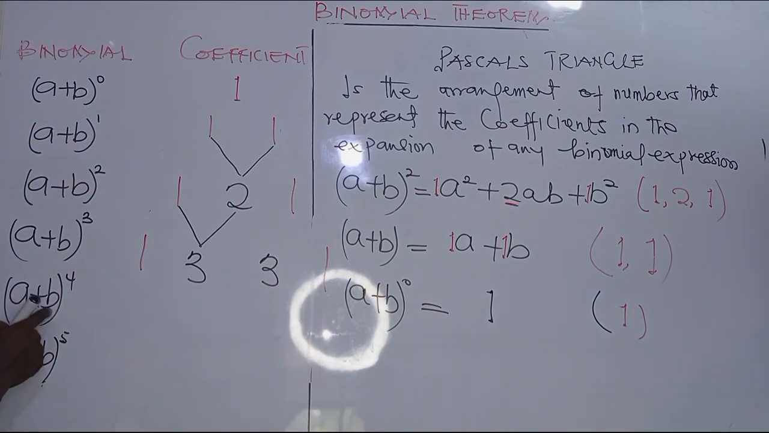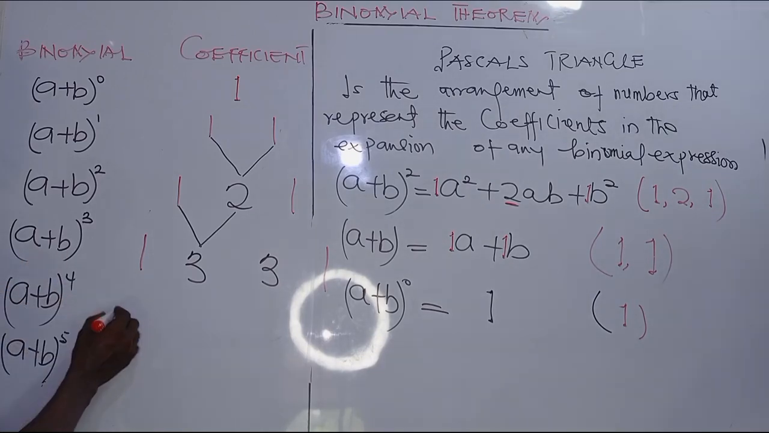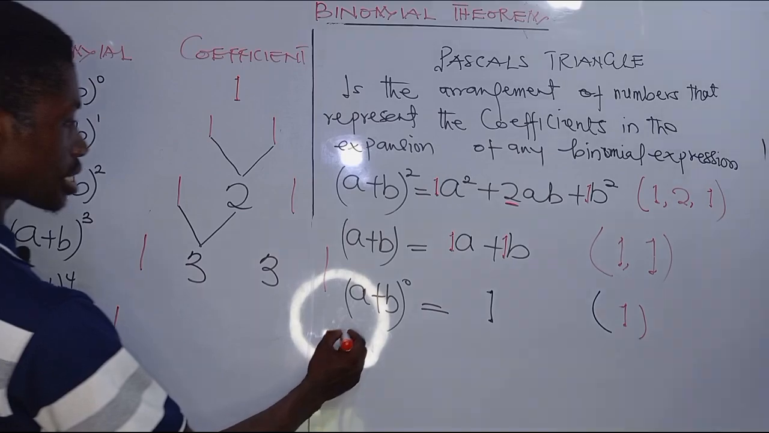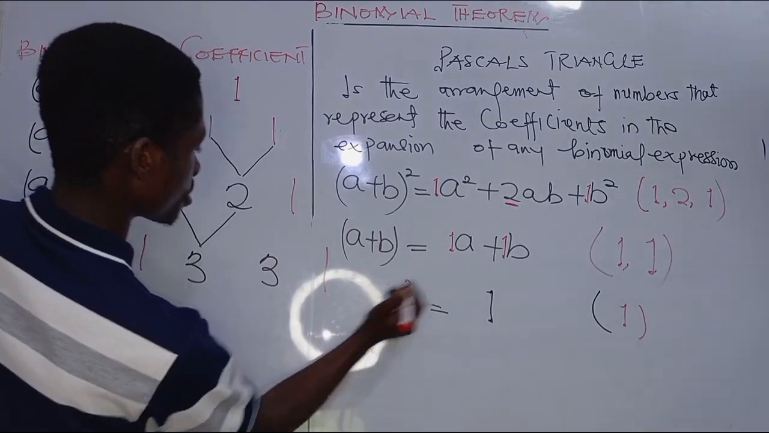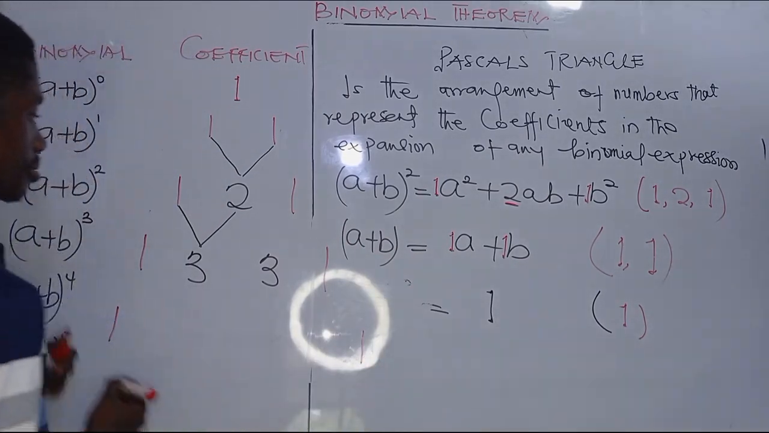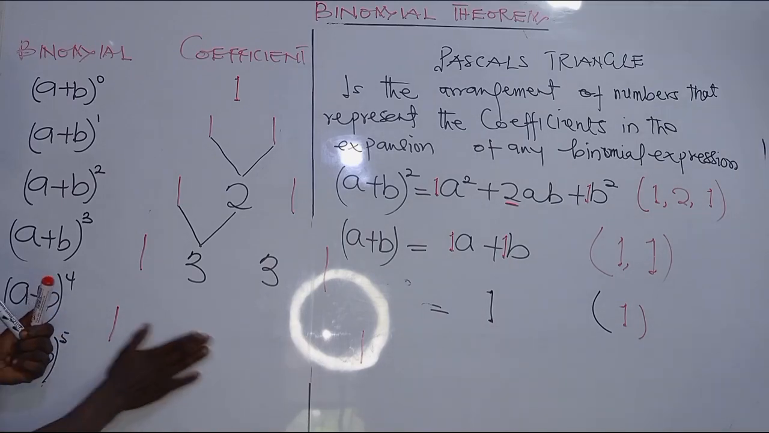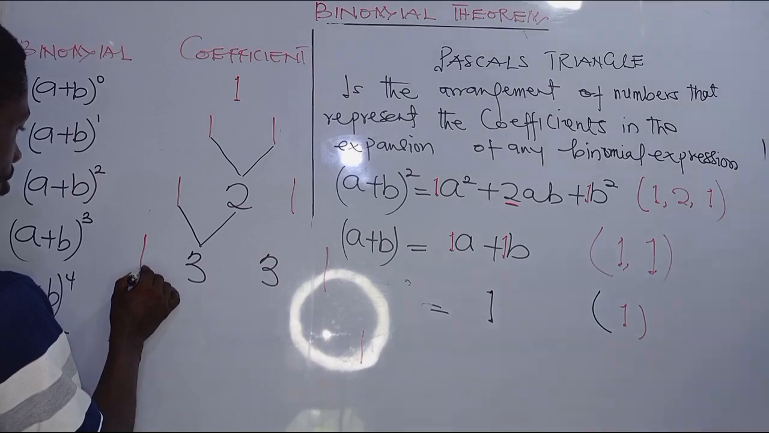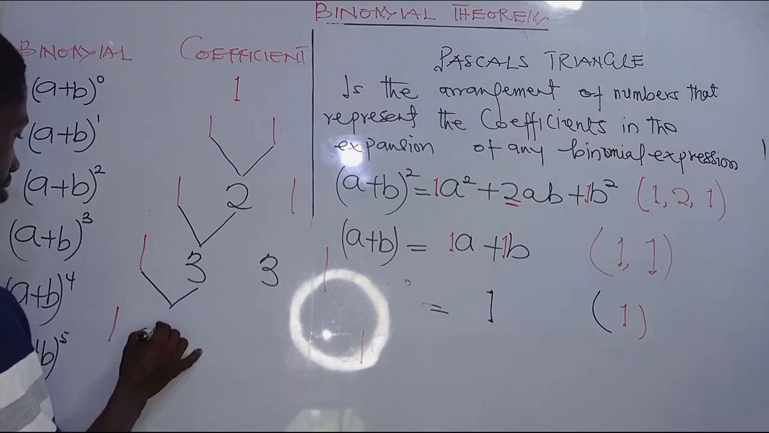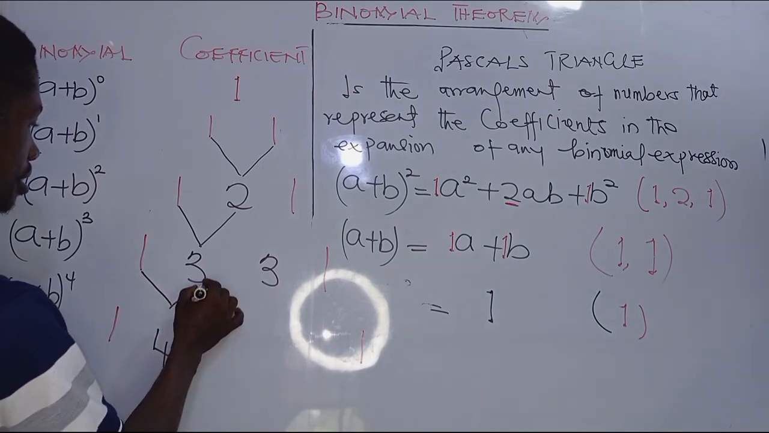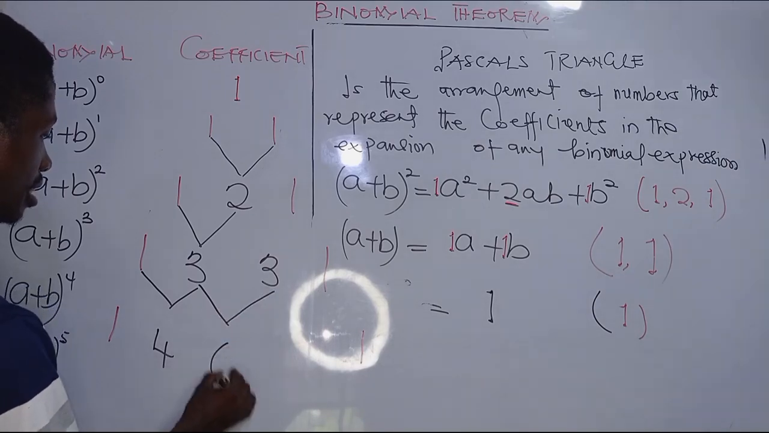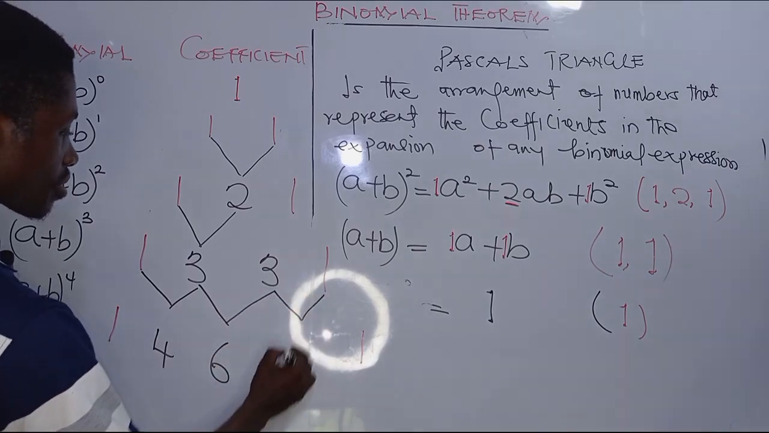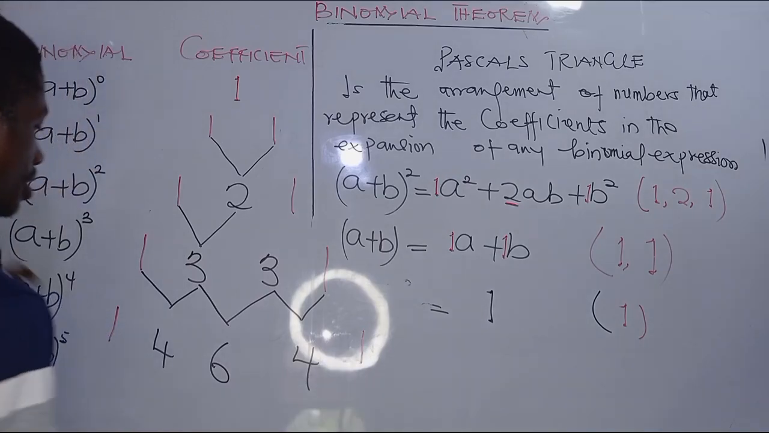Now let's move on to raised to the power 4. Every subsequent row starts with 1 and then ends with 1. Now each interior number is obtained by summing the numbers directly above it. So we have 1 plus 3 will give us 4, 3 plus 3 will give us 6, 3 plus 1 will give us 4, and then 1.